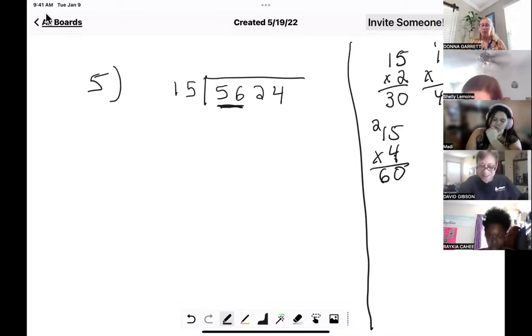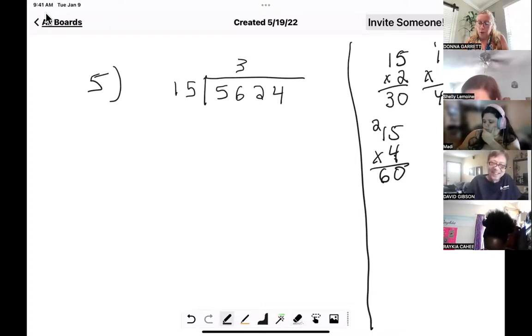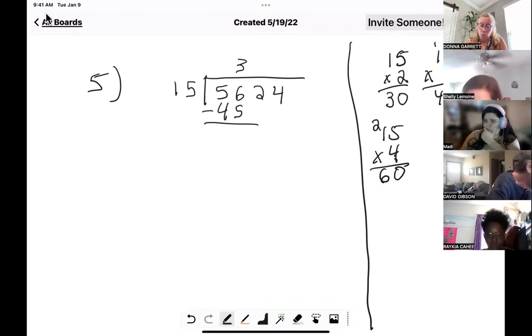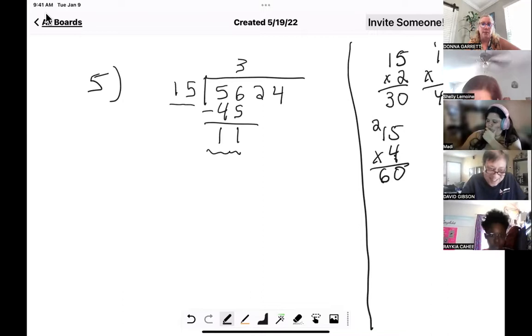Okay, I can stop there for right now because I see that 4 times 15 is 60 and I only need 56. So it has to be 3. So 3. I already know 3 times 15 is 45. My work over there, 45. I subtract. So 6 minus 5 is 1. 5 minus 4 is 1. Now, just like the remainder, this number here has to be smaller than the 15, or you can divide more.